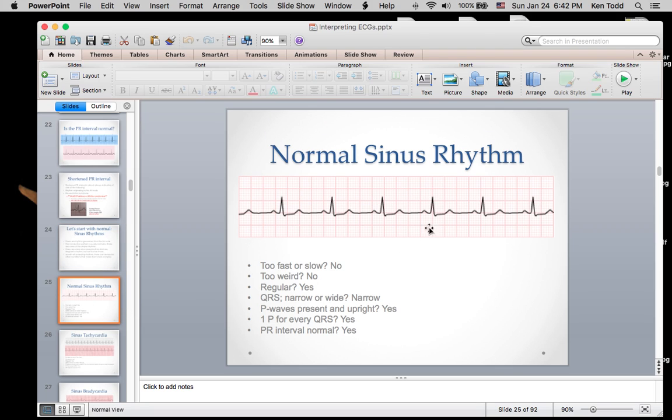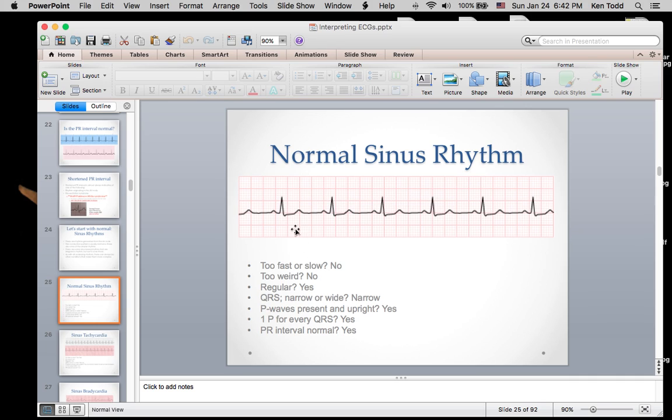So look at it real quick, answer the questions. Is it too fast or too slow? Let's see, am I more than 5 boxes apart? 1, 2, 3, 4. I'm in between 3 and 5, so my rate is normal. Does it look too weird? I don't see anything that jumps out at me that looks weird. Is it regular? If I march these out, my R to R interval is consistent the whole way through. So it's nice and regular.